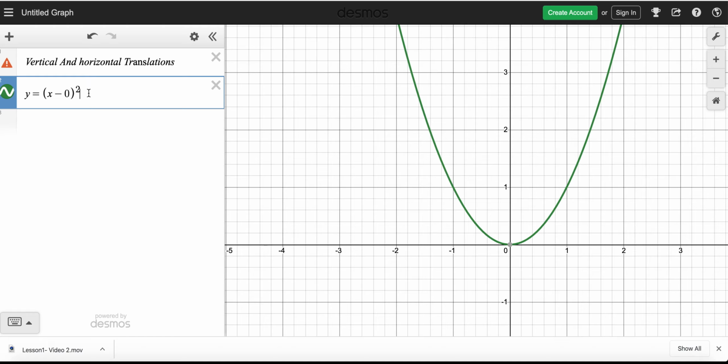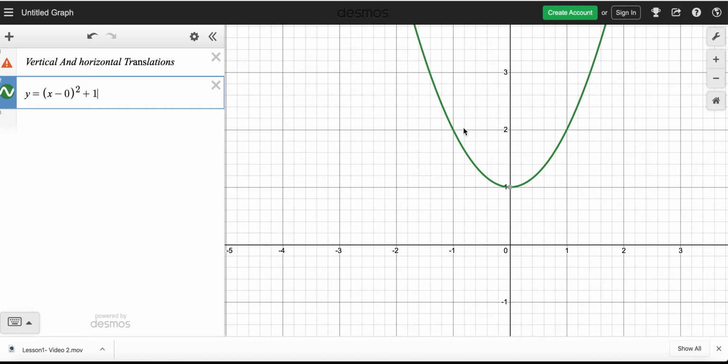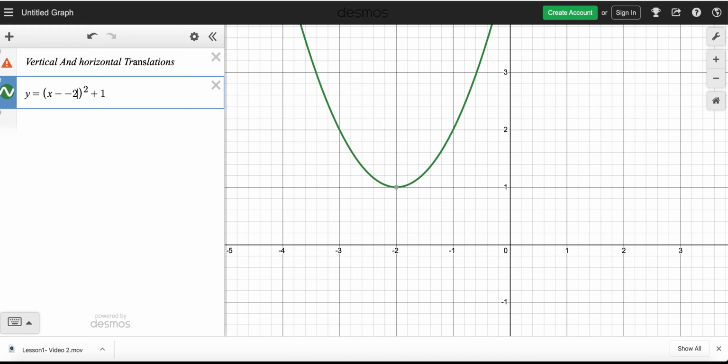So let's say I want to shift this 1 unit up. So just add 1. It shifts up. Then, the next step, I want to move this 2 units to the left, so I would type plus 2 here. My graph was here, then it went up by 1, then it moved left. I'm just going to graph them step by step.